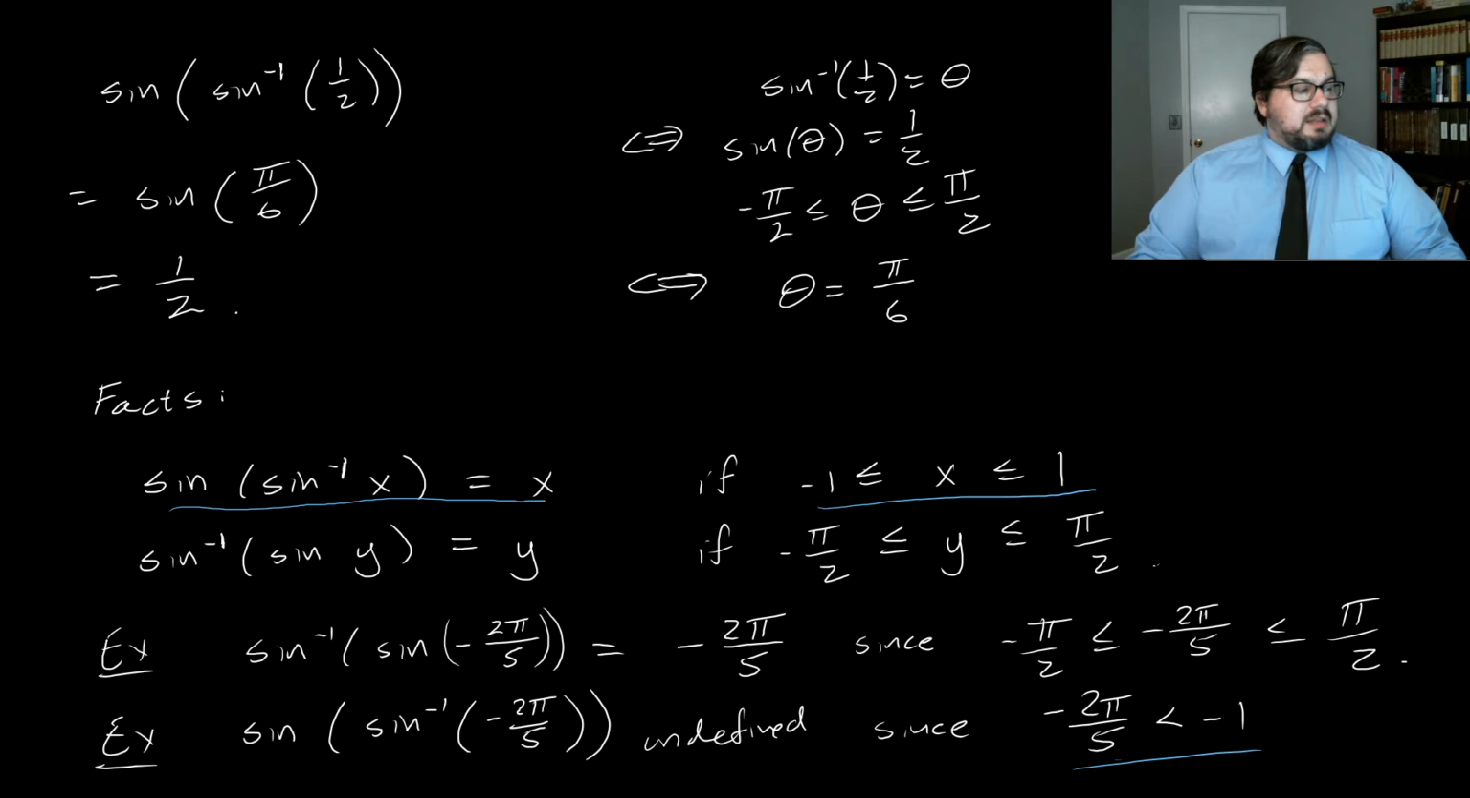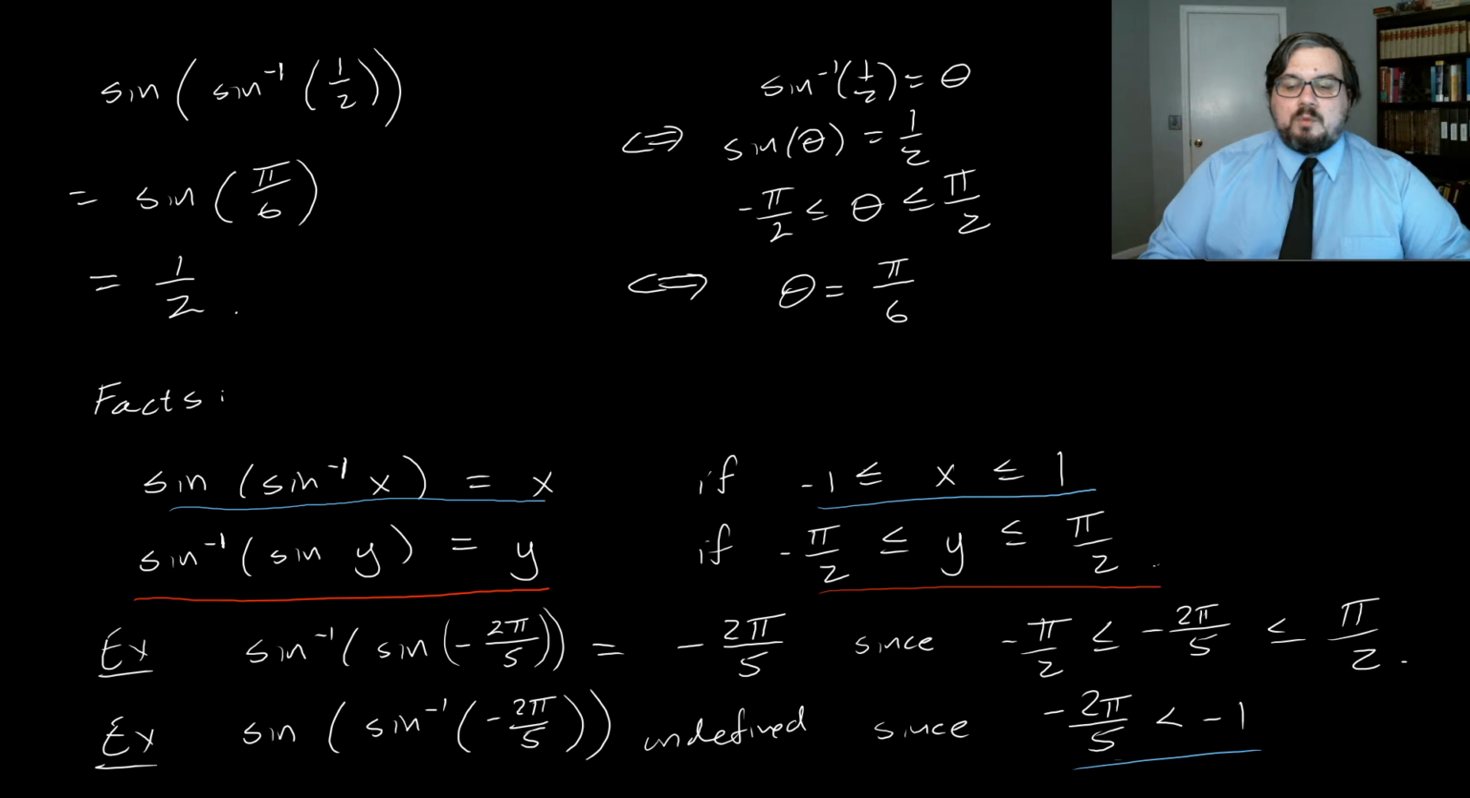Now, we can do something in situations like the second equation when y doesn't lie between -pi over 2 and pi over 2. We aren't necessarily going to get back y itself, but we're not totally stuck. So let's look at the following example. Let's look at inverse sine of sine of 3 pi over 4.